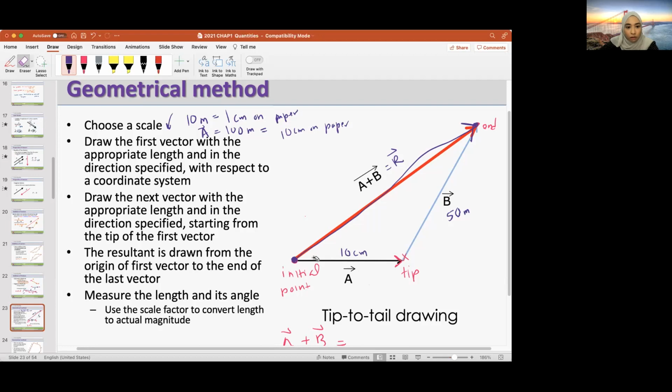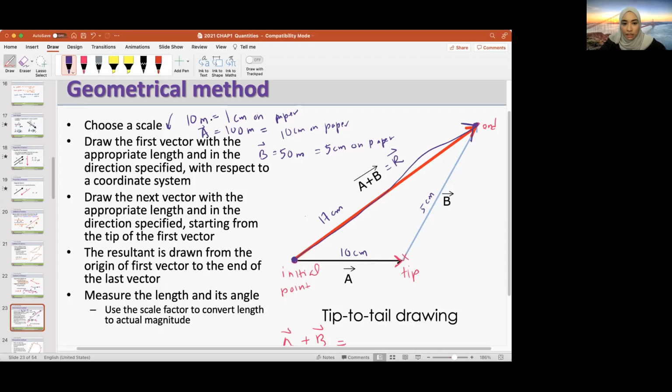I draw vector A on my paper using a ruler and a pencil, and the length is 10 centimeter. Why is it important to be precise? Because you are going to find the length of your resultant vector using your paper. Vector B is 50 meter, so we have to convert that. How much is that on paper? It's 5 centimeter. Draw it exactly using your ruler and pencil. Tip to tail, 10 centimeter, tip to tail, 5 centimeter. Then from your initial point to the end, you measure it using your ruler, and say you find it is 17 on paper. For example, I don't know the actual answer. So what is the actual value of your resultant vector? You have to convert back.